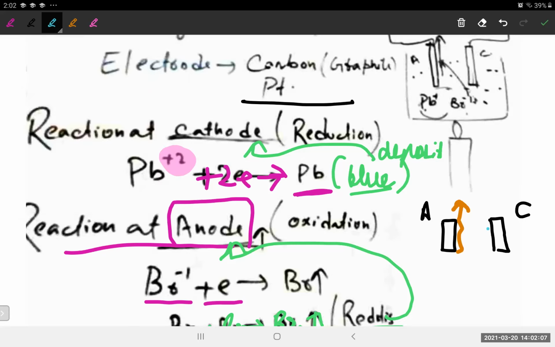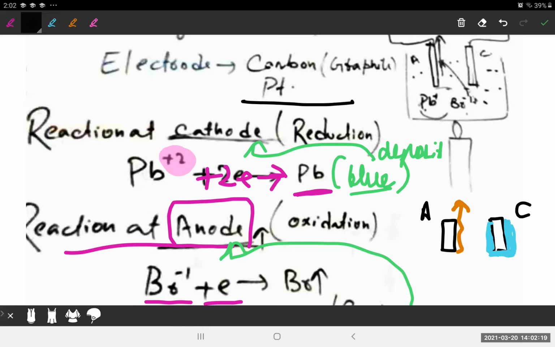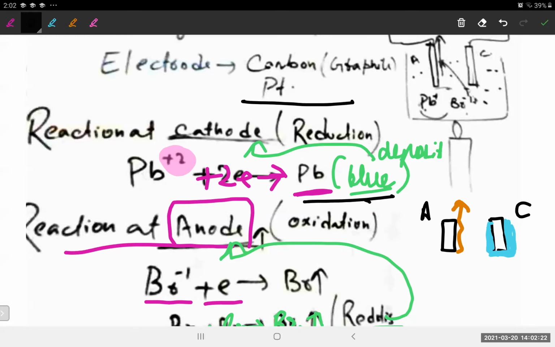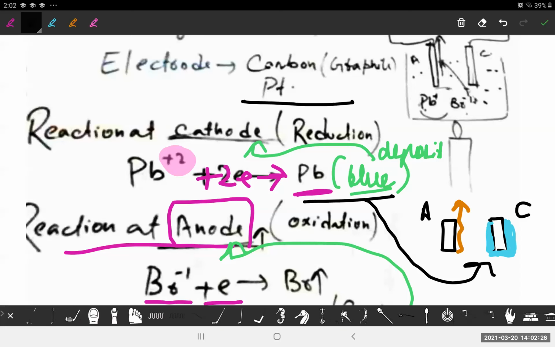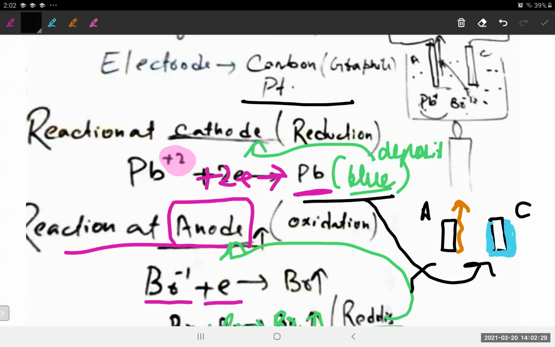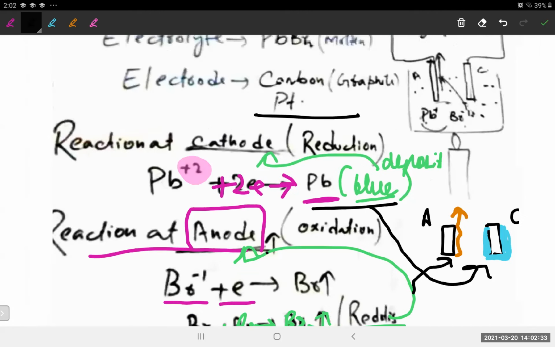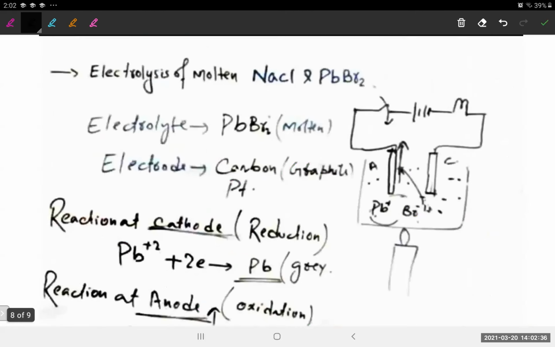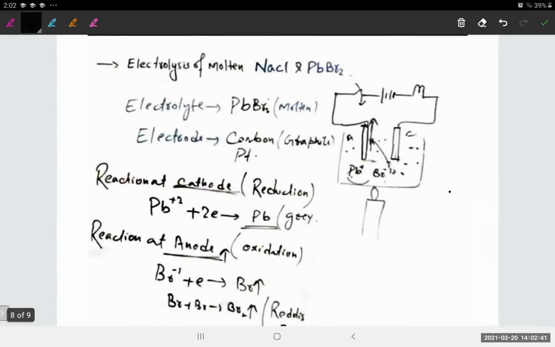Okay, this blue color, can you see? So when you see it from outside, what is happening? The cathode is becoming thicker and thicker. Understanding? Yes or no? Yes. So this is getting here, and this is getting there. That's the thing we are talking about. So that was all about this lead bromide. Let's move on to the next slide. That is electrolysis of this. Also, we have done. We have done this now.